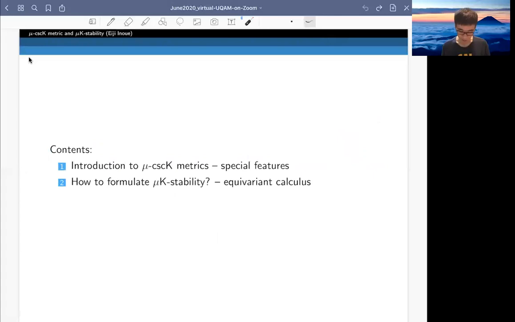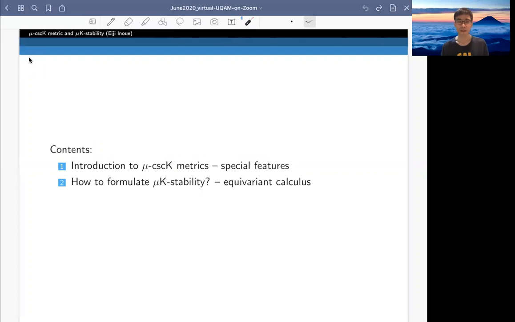And okay, here are today's contents. In the first section, I will introduce mu-cscK metrics, which is an abbreviation for constant mu-scalar curvature Kähler metric. So I will introduce what is mu-scalar curvature of Kähler metric. And I will motivate it by a moment map picture, which formally explains a connection with mu-cscK stability in the next section.